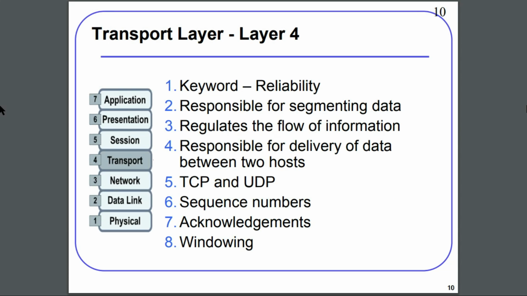The next layer is the transport layer, layer 4. The keyword of this layer is reliability. It is responsible for segmenting data, regulates the flow of information, and is responsible for delivery of data between two hosts. TCP and UDP, sequence numbers, acknowledgements and windowing. So let's move to the next layer.